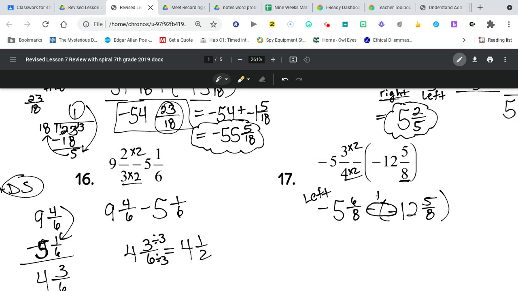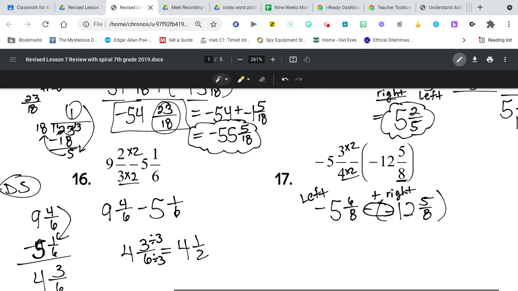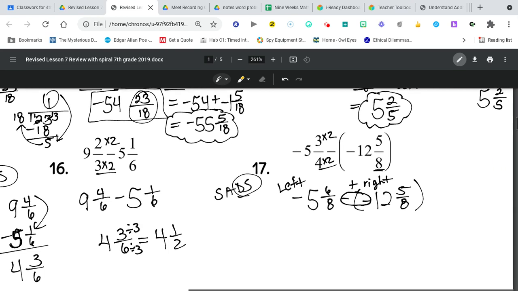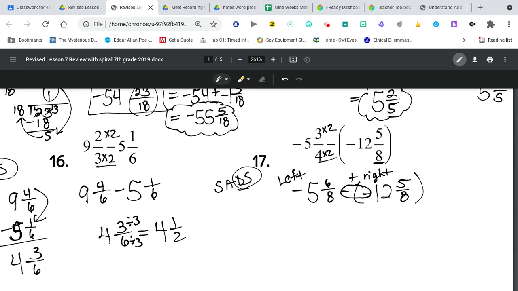Minus a negative is the same as a plus. It's to the right. So I know I'm going to have to subtract because they go in different directions. So when you subtract, stack them with the larger group on top, okay? So it's more to the right. So I'm going to put 12 and 5/8 minus 5 and 6/8. And I already see I have a problem because I can't start off with 5 and take away 6. I'm going to have to regroup on this one.